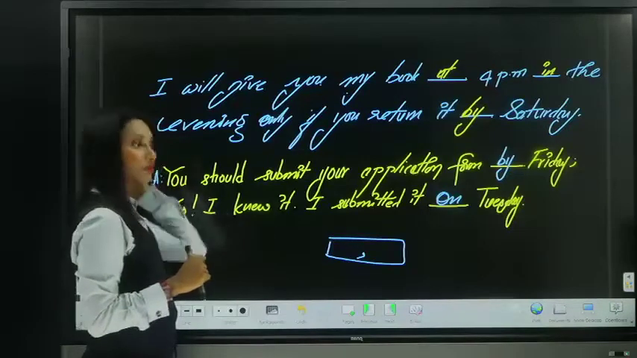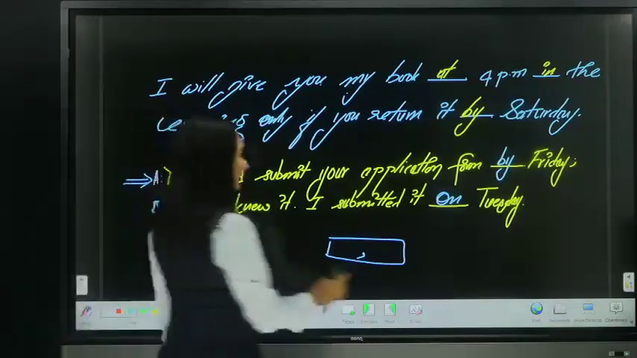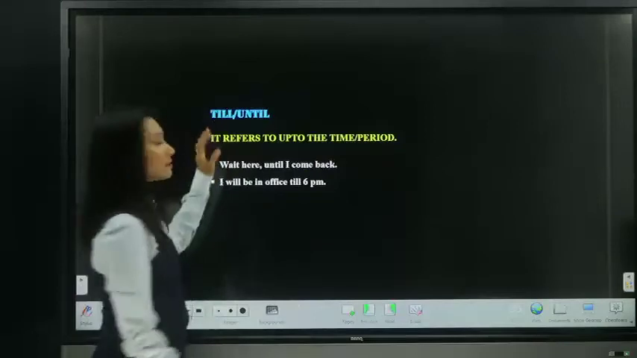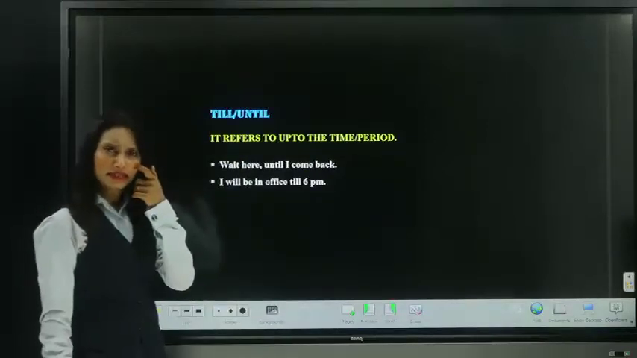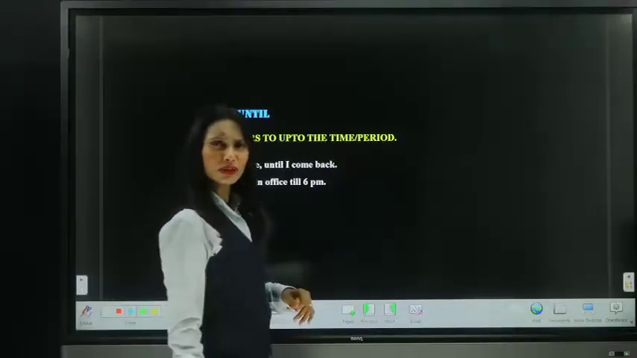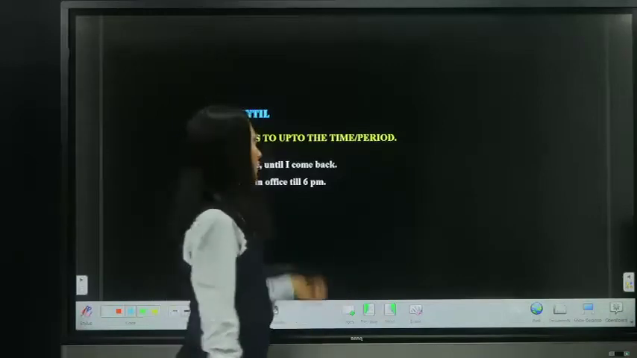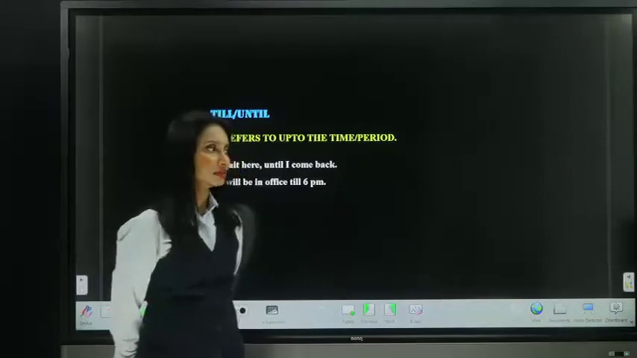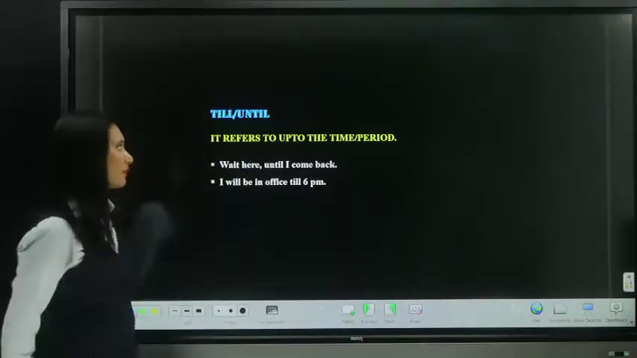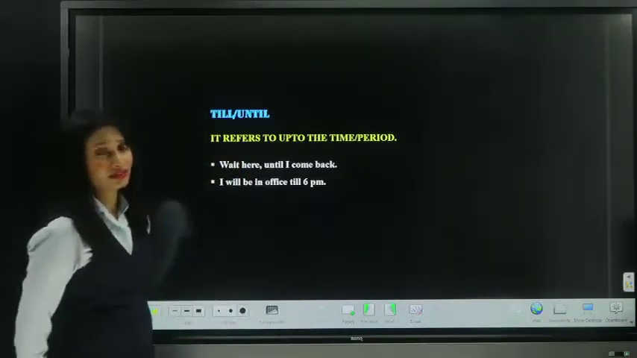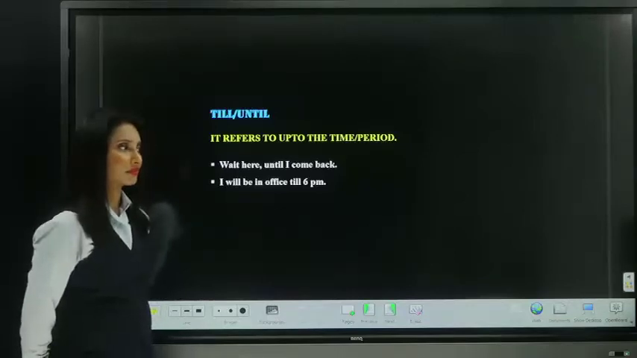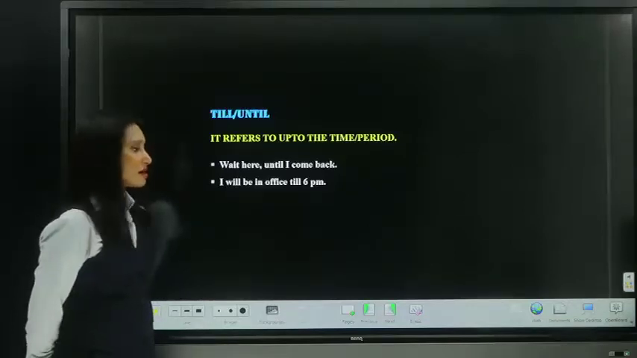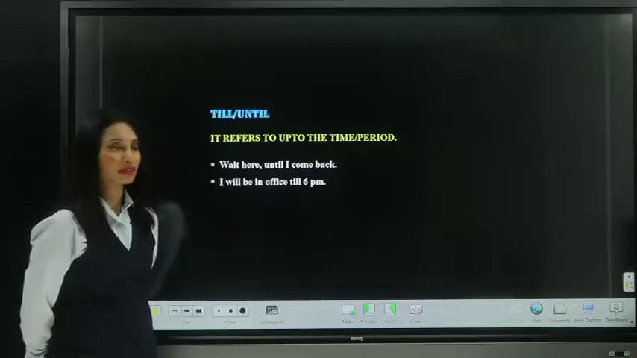We have discussed so far 5. Now let us see the next one, that is preposition till, until. Here is a question for you. What is the difference between till and until? When do we use till? When do we use until? Quick.